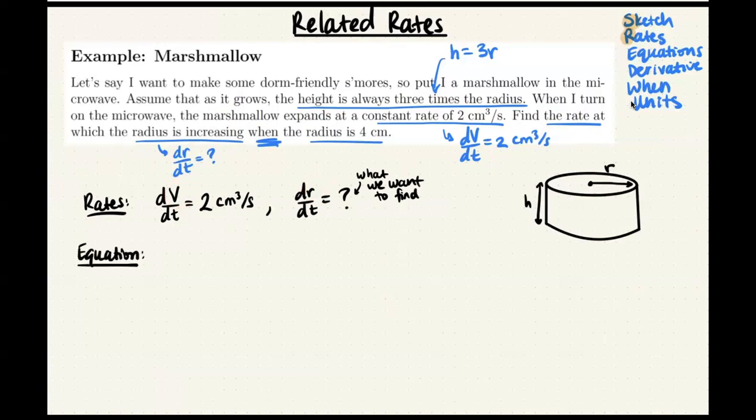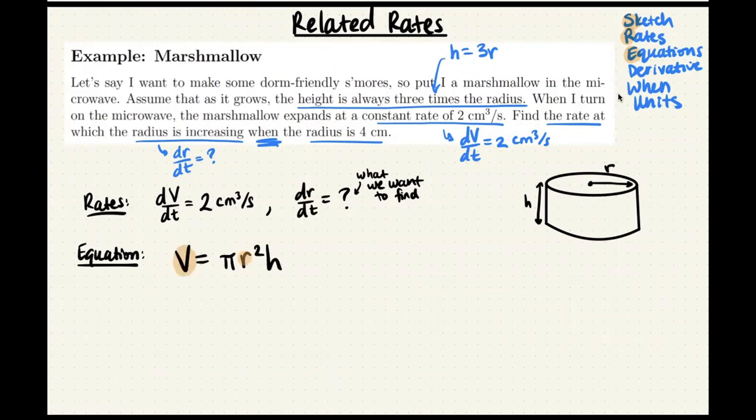Okay, so we're on this step, equations. The equation for the volume of a cylinder is pi r squared h. So we have our equation for volume. And let's take a little inventory here.